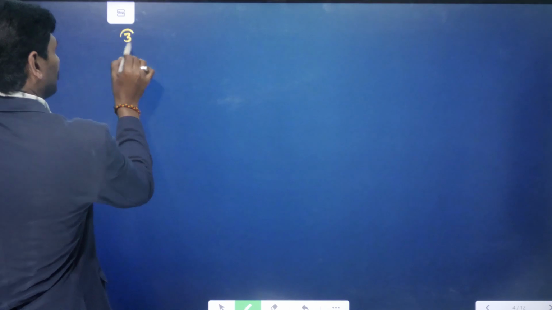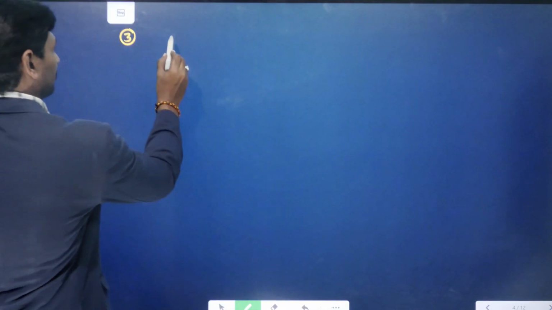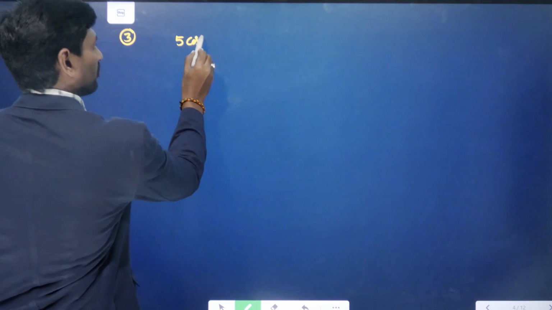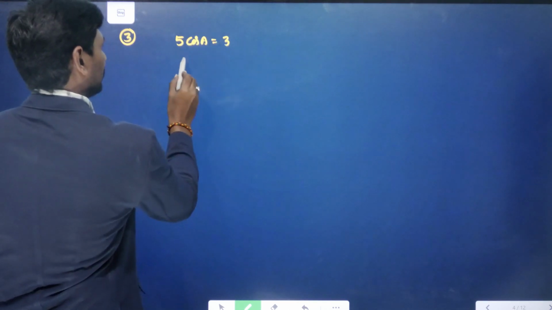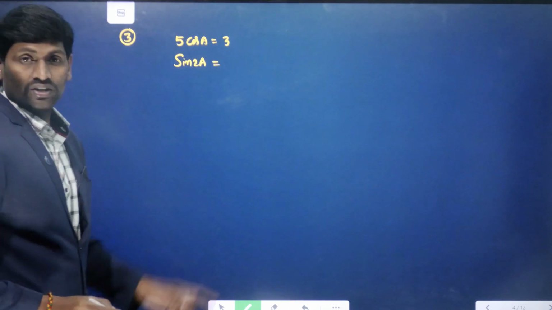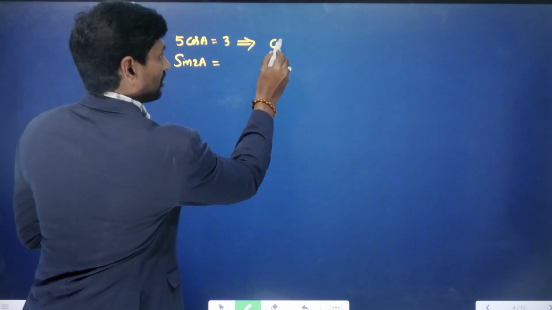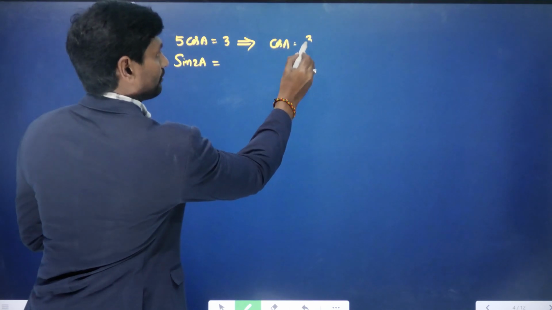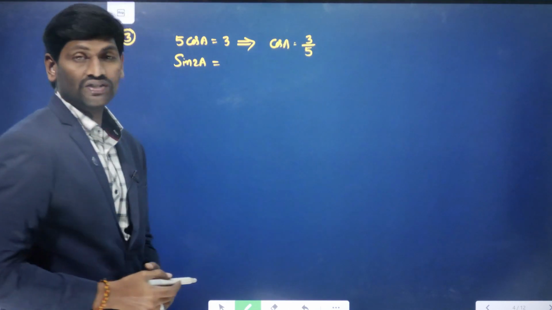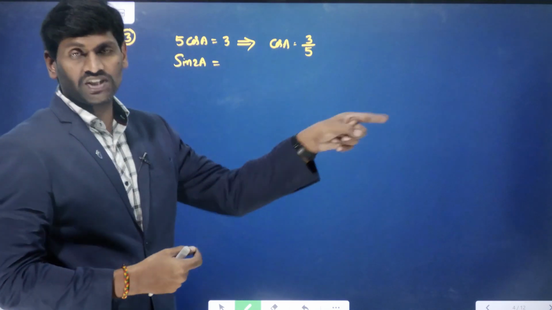The problem number 3 is clearly given. The problem is 5 cos A equals 3, and we need to find the value of sin 2A. So from this 5 cos A equals 3, we can write cos A equals 3 by 5. Am I right? Because 5 is multiplying, when you transpose it, it is dividing.